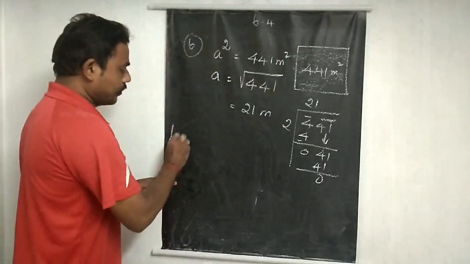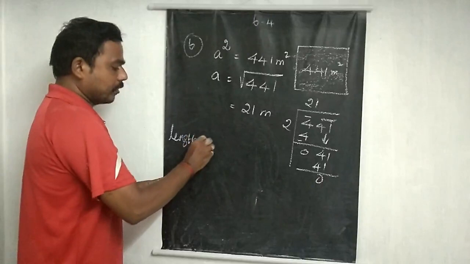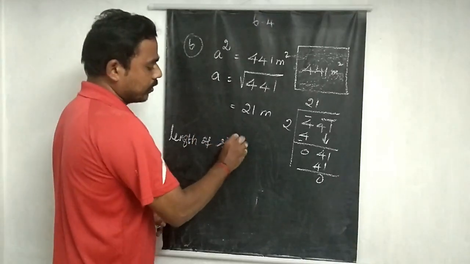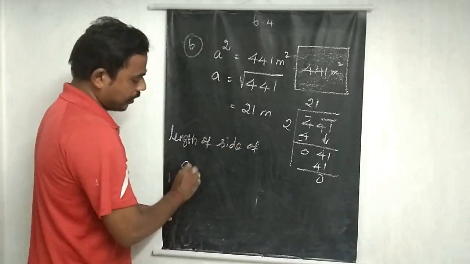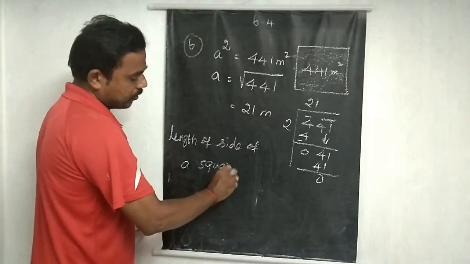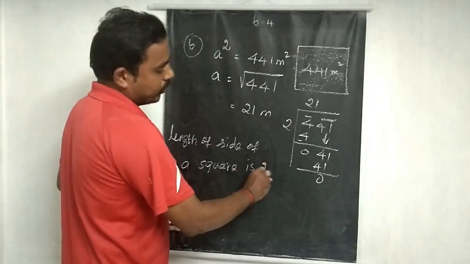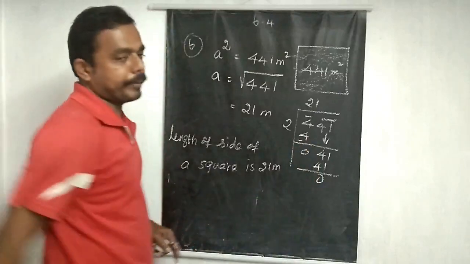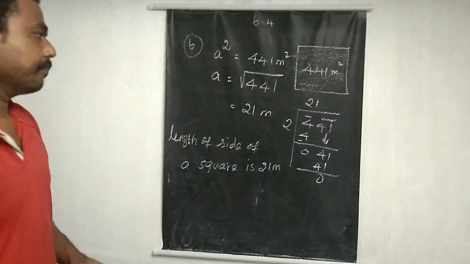So the length of the side of the square is 21 meters. That's all.